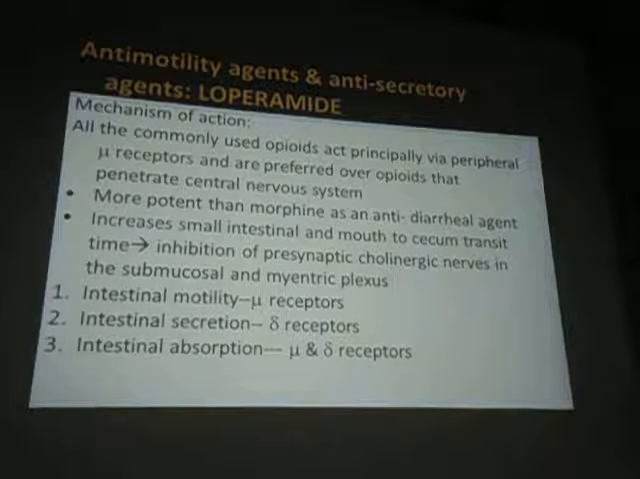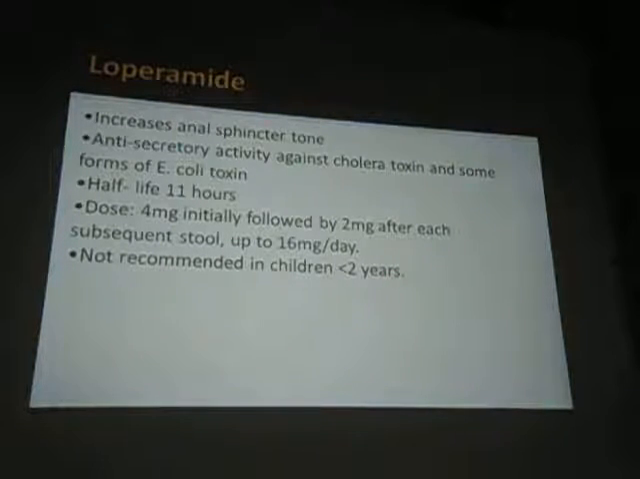So intestinal motility is decreased with the help of the mu receptors. Then intestinal secretions: both mu and delta receptors decrease the intestinal secretion. So we can increase the sphincter tone, that's what I was telling. Antisecretory activity is also seen against cholera toxin and some forms of E. coli toxin. The half-life here is long, almost 11 hours, which means twice daily dosage is enough.